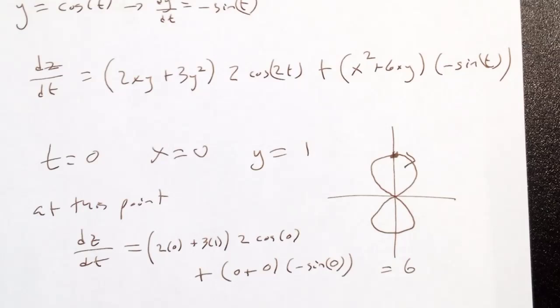But this is what a derivative means. It's a rate of change. But now I don't just have the rate of change in the x direction or the y direction. I have the rate of change along a curve.